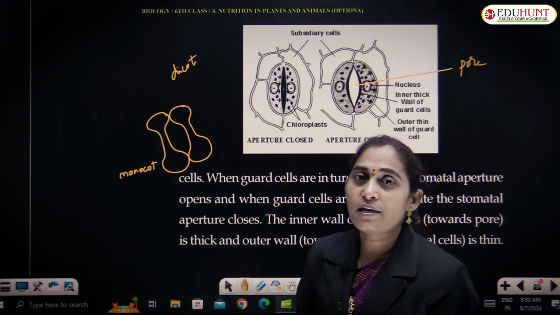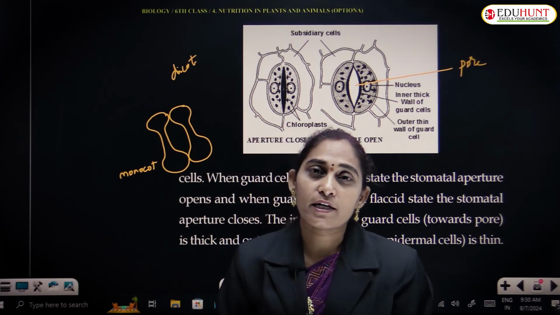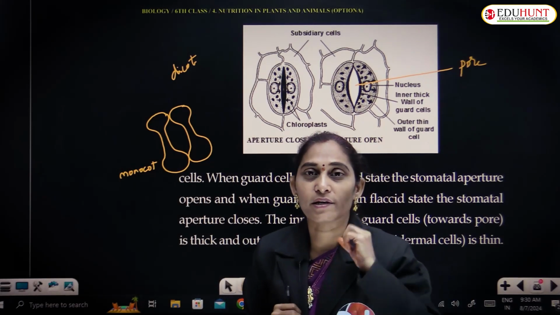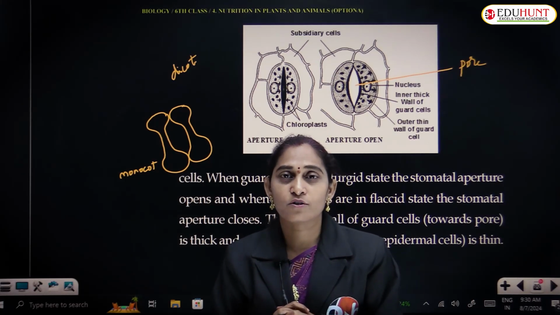Turgidity means a cell is said to be turgid when it has high water content and it becomes swollen. When it occupies the full volume, the cell is said to be turgid.